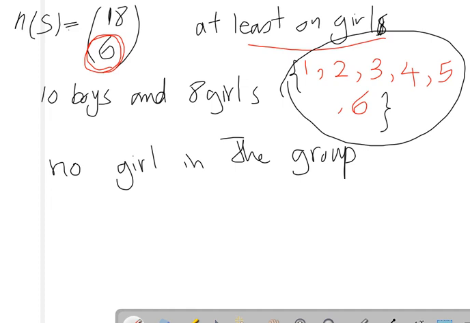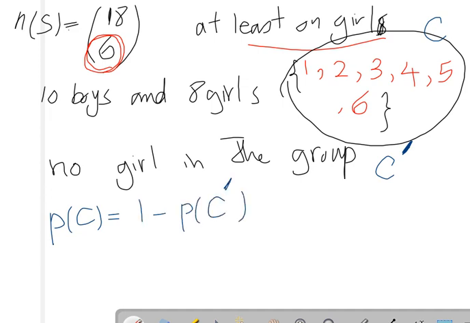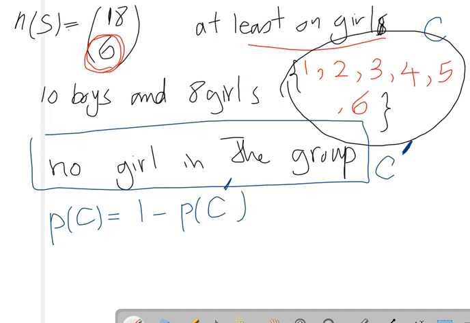If it's, for example, C, this one is C prime. We know that the probability of C is 1 minus the probability of C prime. So we are going to calculate the probability of C prime. It means no girl in the group. So no girl in the group means 6 boys from 10 and no girls from 8.